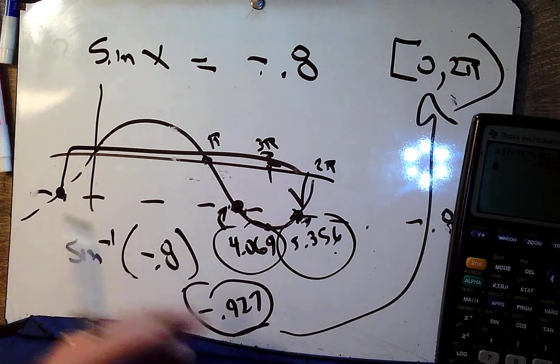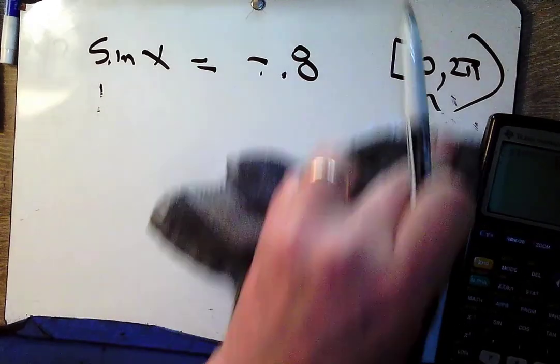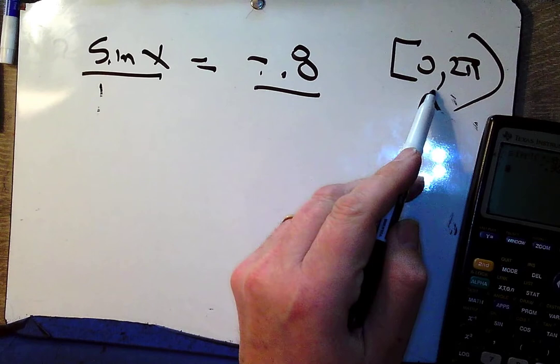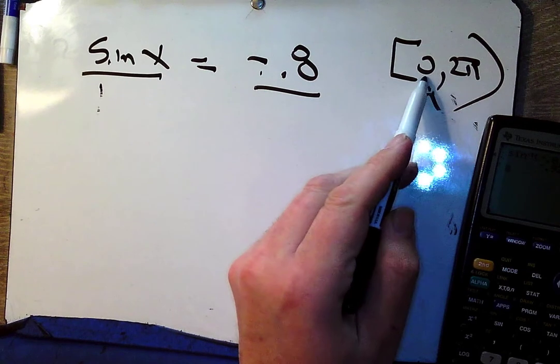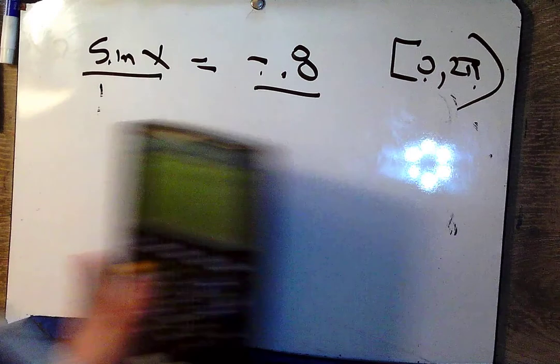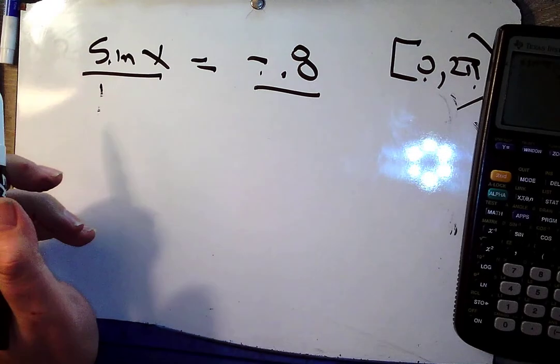So please, don't muck around with old school things. Just graph. Graph this on that interval by using your window, and that's x min and x max, and do second calculate intersect. You'll be so much happier you did. Okay? All right, how about this one?